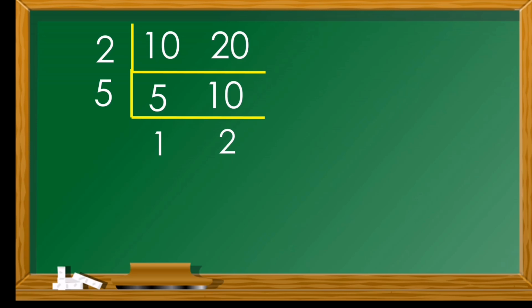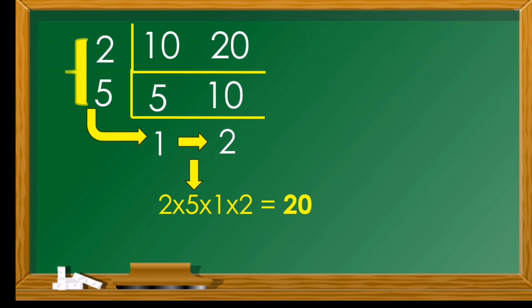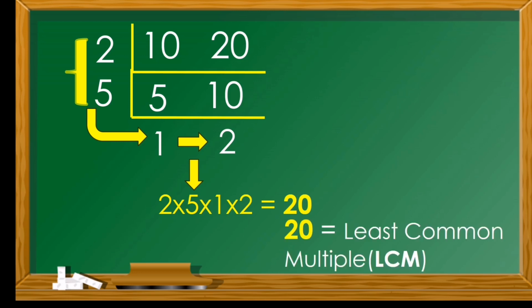This time, our divisors are 2 and 5. So the 2 and 5 and the quotients 1 and 2 will be multiplied. So 2 times 5 equals 10, times 1 equals 10, times 2 equals 20. So 20 is the least common multiple of 10 and 20. See? It is so easy.